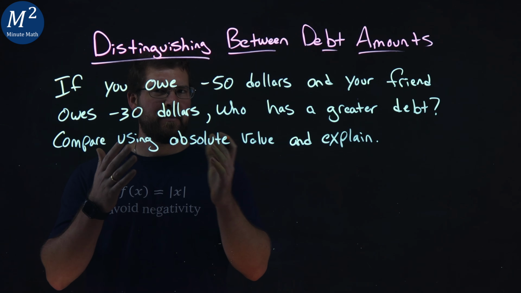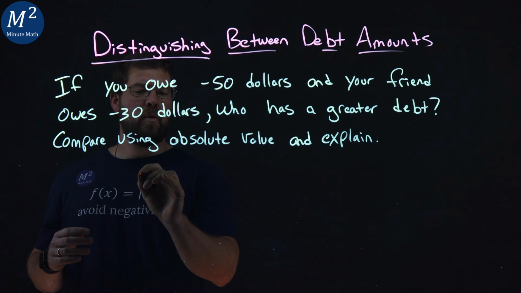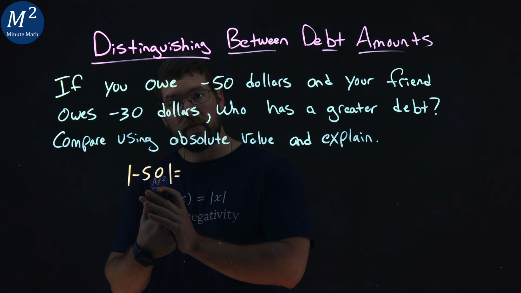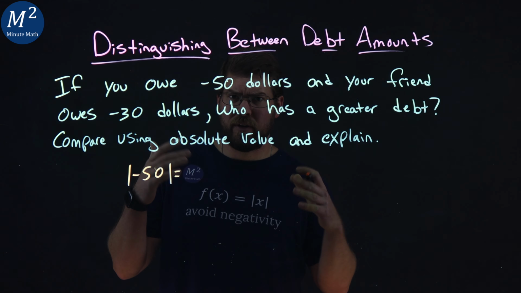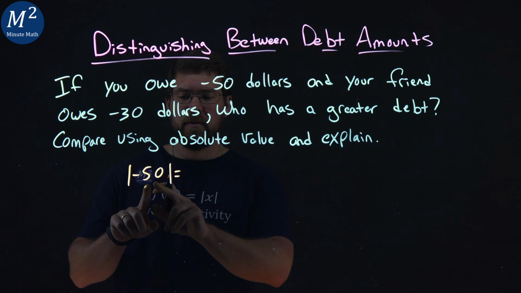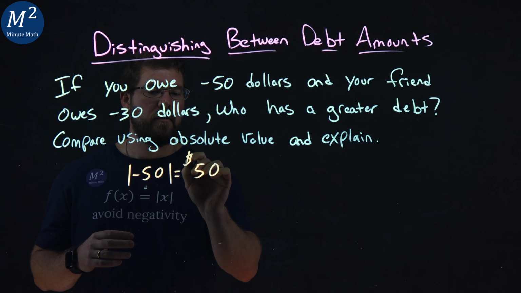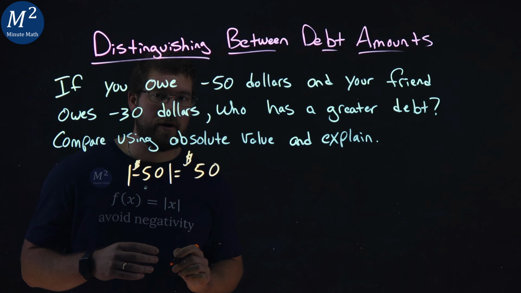So let's talk about the absolute value of each one of these. This is yours, the absolute value of negative $50. Well, the absolute value of a negative number is the distance from 0, or absolute value of everything is distance from 0. So negative 50 has a distance of a positive 50. Put the dollars there if you want as well.